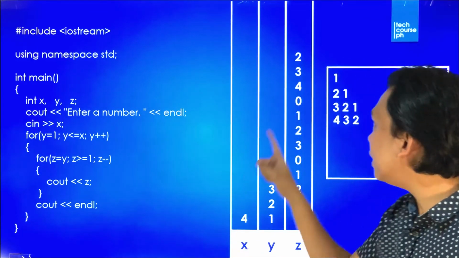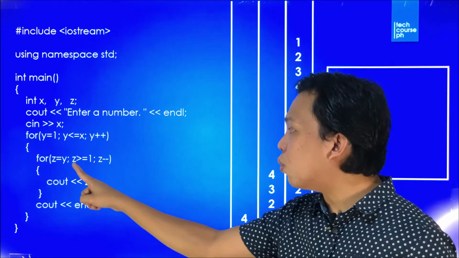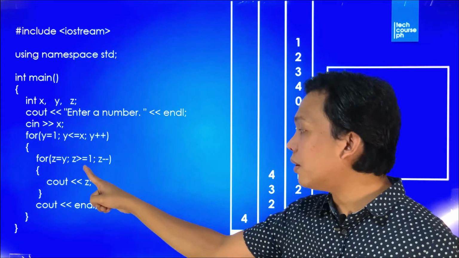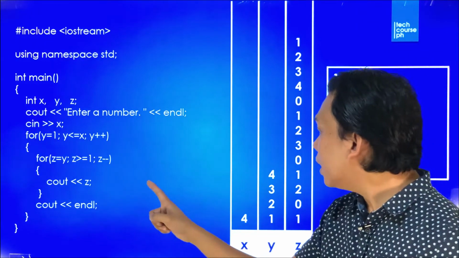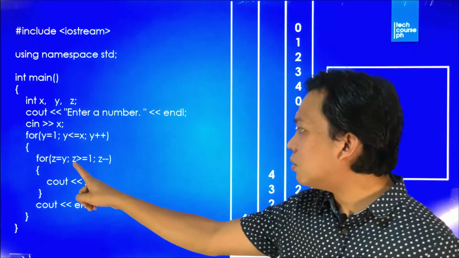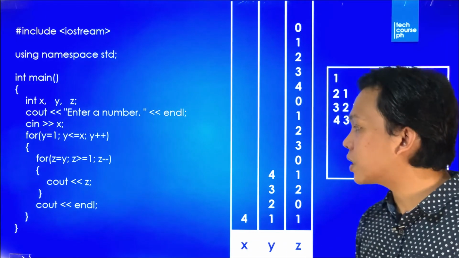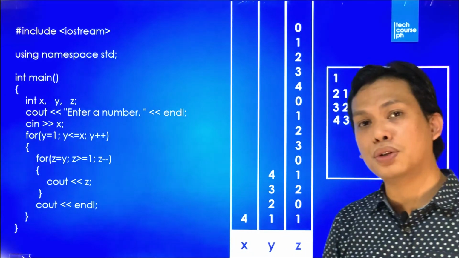I-decrement ang value ng z, magiging siyang 1. I-test sa condition, yung 1 ba is greater than equal sa 1. So that is true kasi may equal sign pa tayo. And then, c out natin yung value ng ating 1. And then, i-decrement natin ang value ng z, magiging siyang 0. Test natin sa condition. Yung 0 ba is greater than equal sa 1. So that is false. So, mataterminate na yung second for loop and babalik tayo sa ating first for loop.